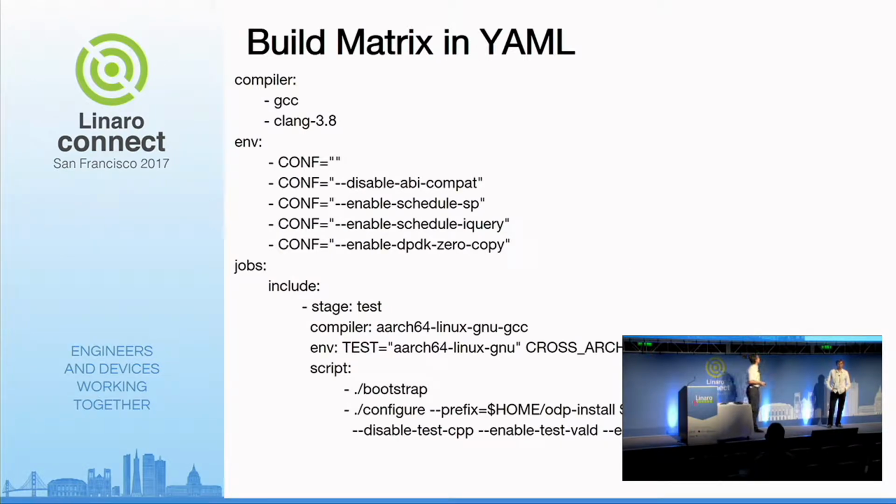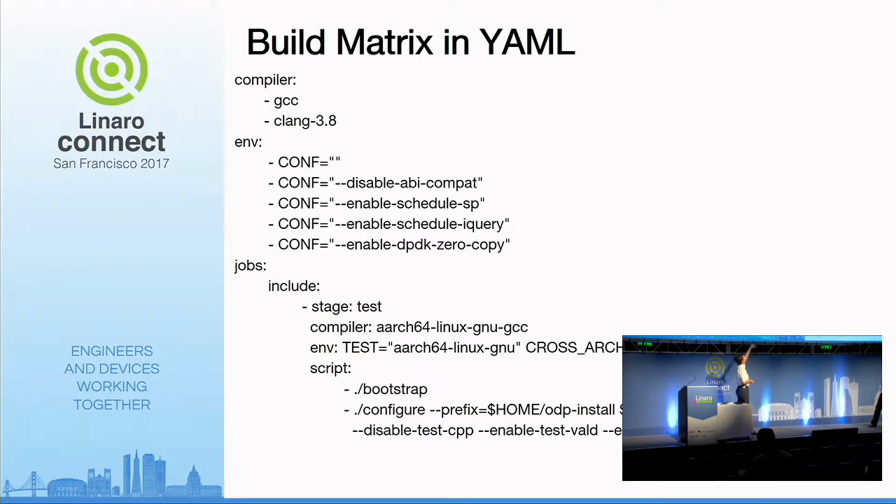This is an example of the build matrix: 2 compilers, 4 configuration settings that we later pass to a configure script, and we show an additional job as a cross-compilation job.